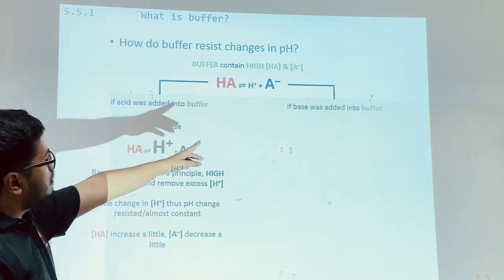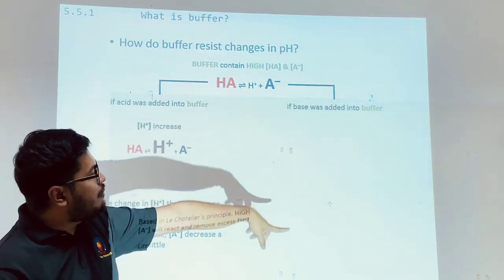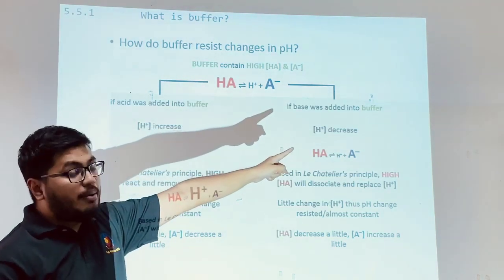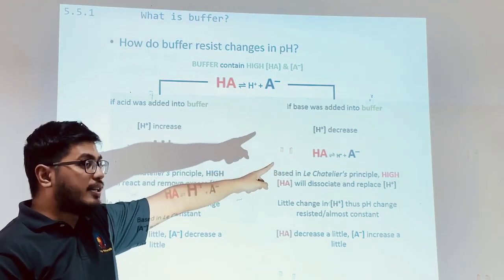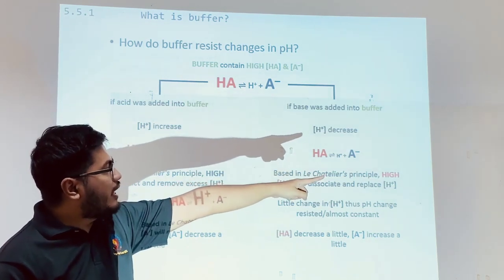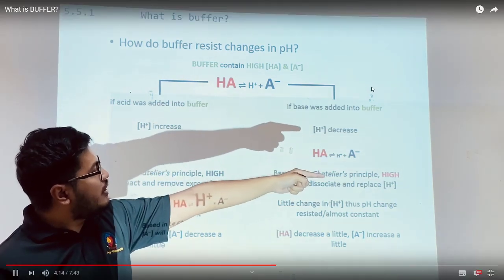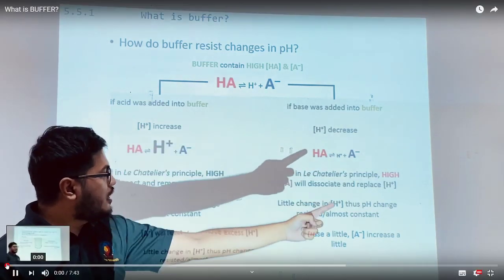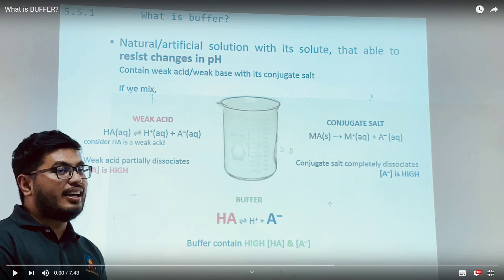And the same goes if we add a base into the buffer. The base or OH minus will react with H plus. So the H plus concentration will decrease.